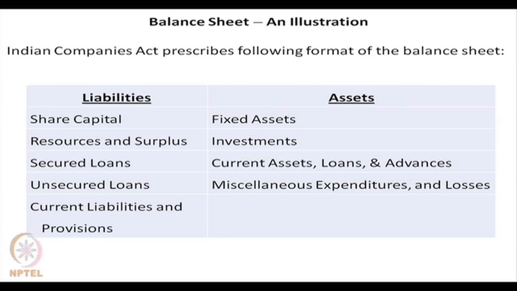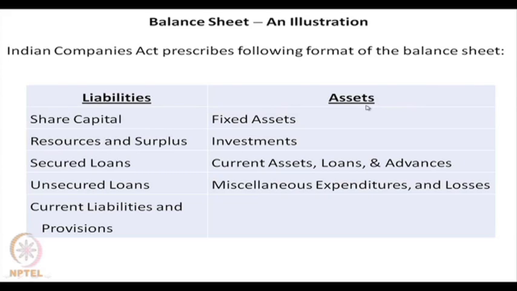Now, we give an illustration of a balance sheet. The Indian Companies Act prescribes the following format of a balance sheet. A balance sheet will have two aspects, one assets and the other liabilities. Liabilities once again has, as we all know, liabilities to the outsiders. These three are the liabilities towards the outsiders, and these two are the liabilities to the owners. We shall discuss these aspects elaborately as we go on today.